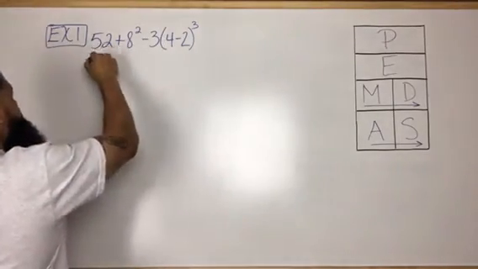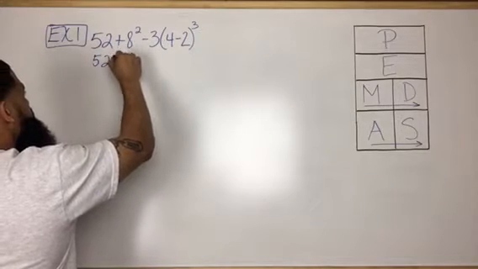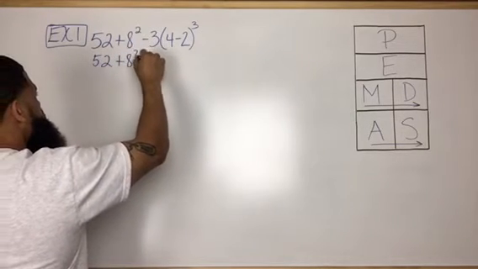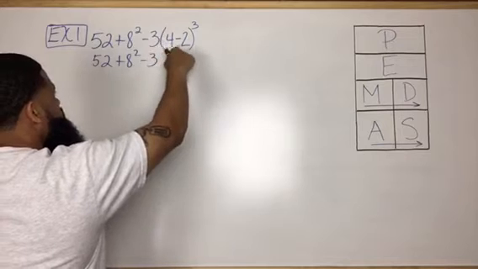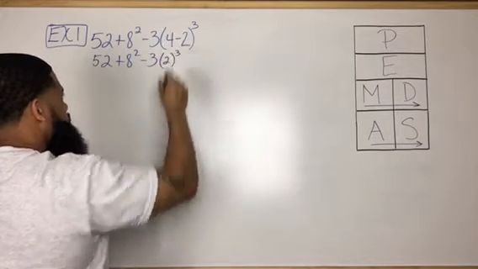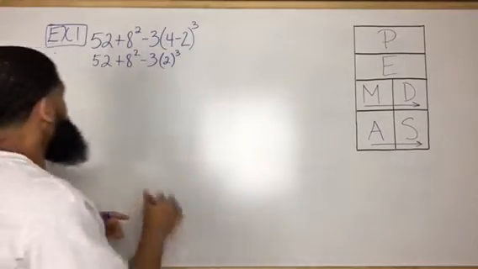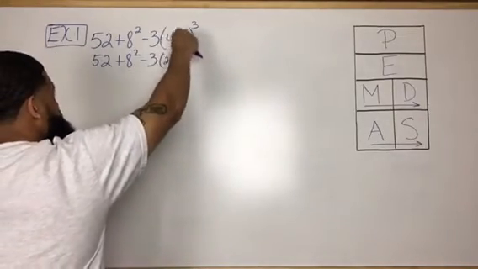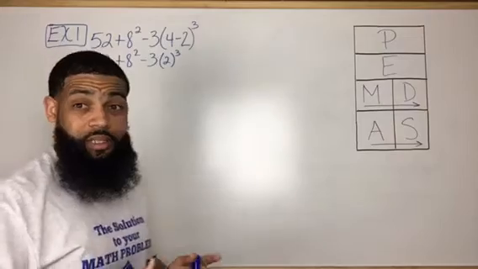So I'm going to say 52 plus 8 to the second power minus 3 times, 4 minus 2 is 2, and we're going to keep the exponent of 3. Notice the only thing that I dealt with is 4 minus 2 because it's in the parentheses.